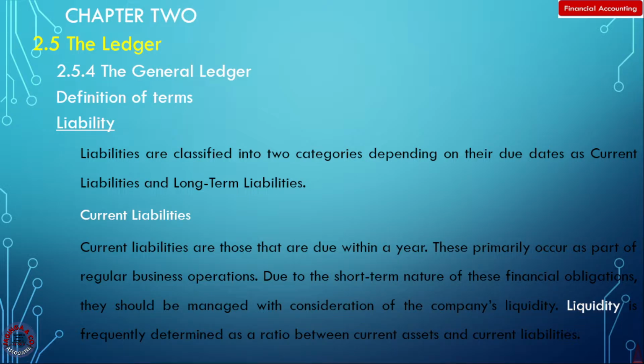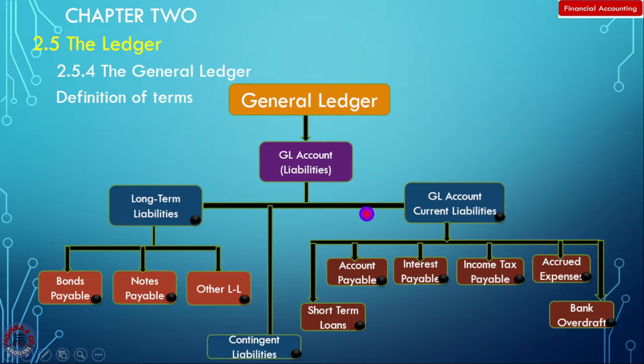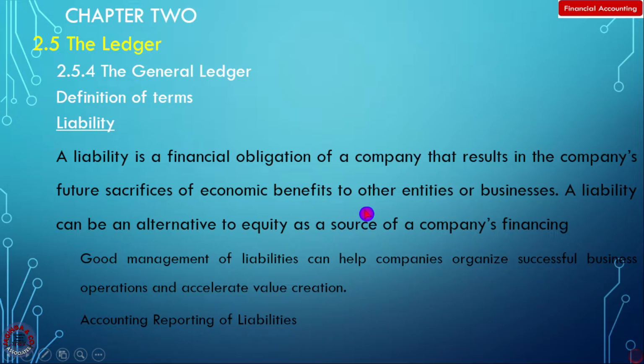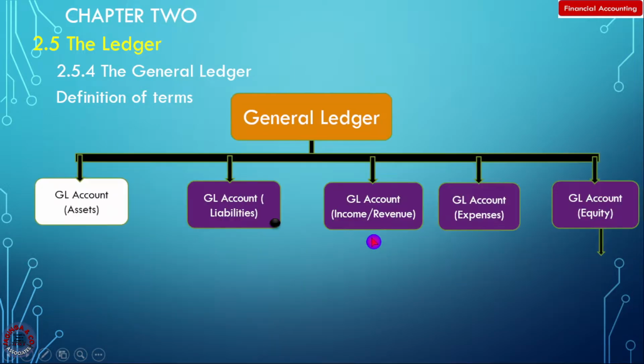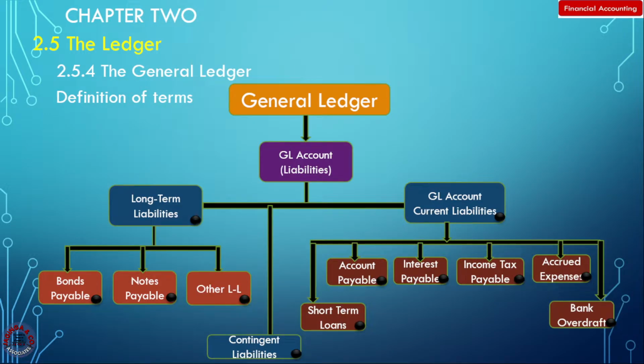So let's move forward. I hope you've understood what we mean by current liabilities. We have categories of current liabilities. We have short-term loans, accounts payable, interest payable, income tax payable, accrued expenses, and we also have bank overdraft.